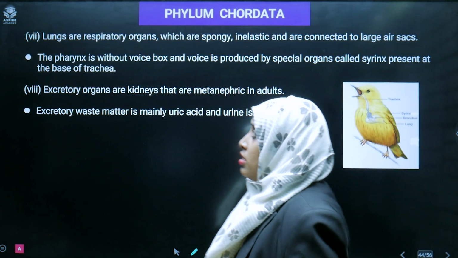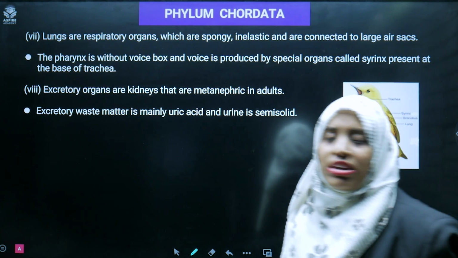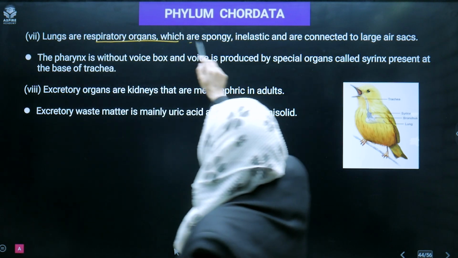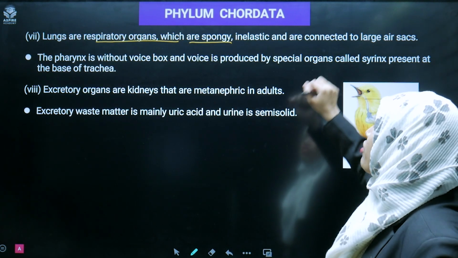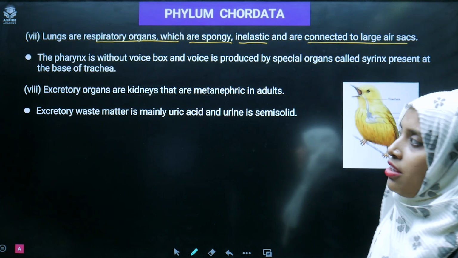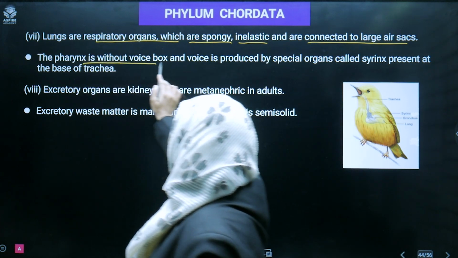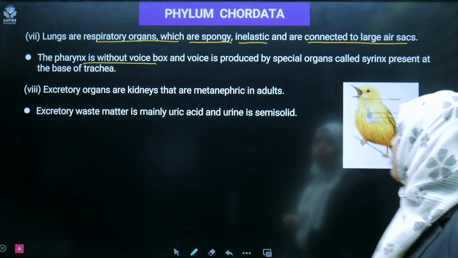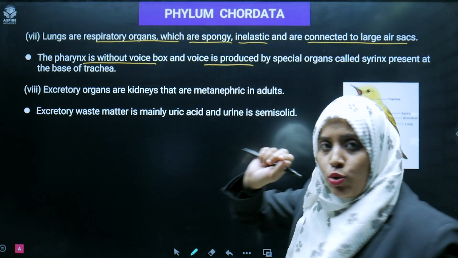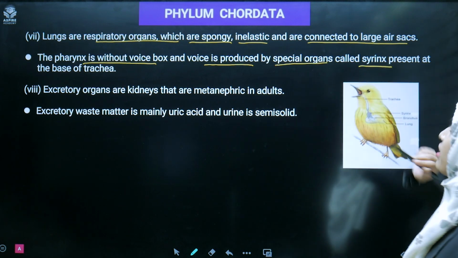Now the lungs. Again, the birds have lungs for respiration because there is no chance of having gills. They have lungs as a respiratory organ, which are very spongy, inelastic, and connected to large air sacs. So they have air sacs. Now the pharynx is without a voice box. The pharynx is there, but there is no voice box, and the voice is produced in a special organ known as the syrinx.